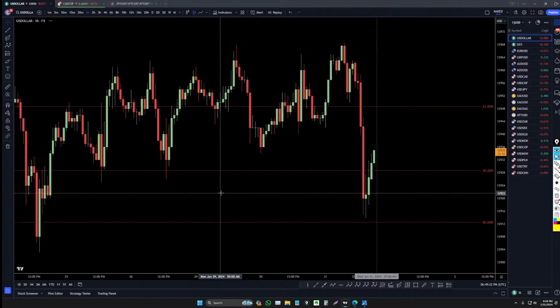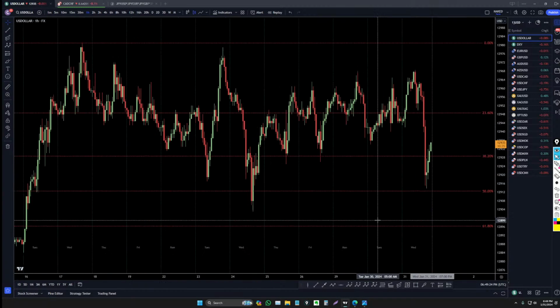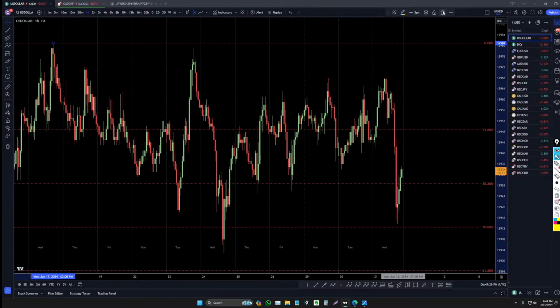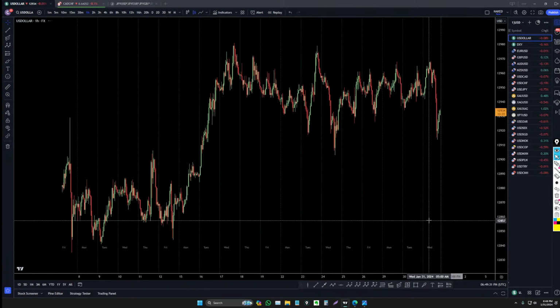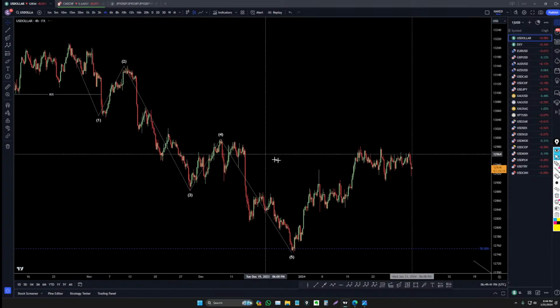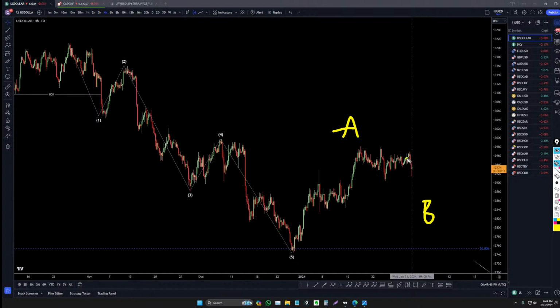So let's take it right down to the 1 hour time frame. My initial thoughts pretty much all week long were that the dollar was going to go down and continue the downtrend, or possibly go into an ABC correction on the 4 hour. This would be a wave A, and this would be a wave B, and then it would eventually go back up for a wave C, and this would all be an ABC of two. That is pretty much what I've been calling all week long.